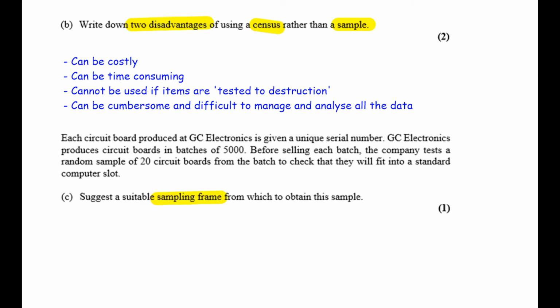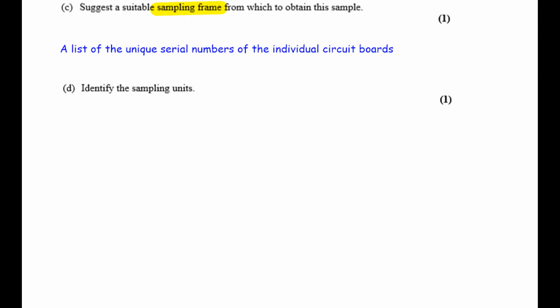Okay, so a sampling frame is a list of all of the members of the population. So a sampling frame is a list of the sampling units. In this case, let's identify the sampling units. The sampling units are individual circuit boards. So a list of all the individual circuit boards or a list of the unique serial numbers of all the individual circuit boards. And for part D, we've been asked to identify the sampling units.